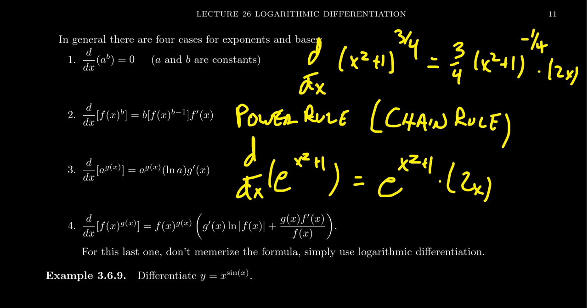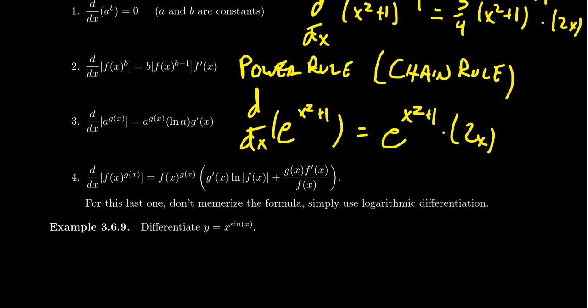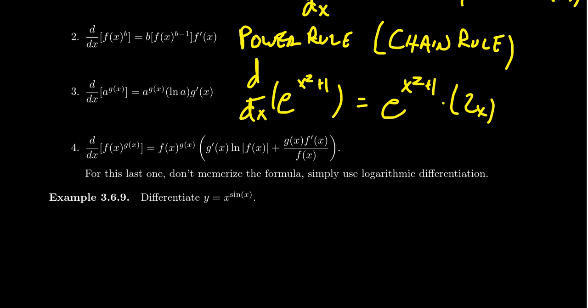The last case, which we actually haven't explored yet in this lecture series, is what if the exponent and the base both have variables? What if they're both functions that vary in their own right? You can't use the power rule because the power rule requires a constant exponent. You also can't treat it like an exponential function because that requires a constant base.